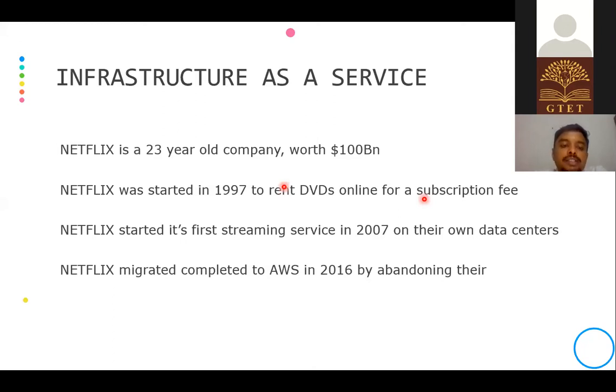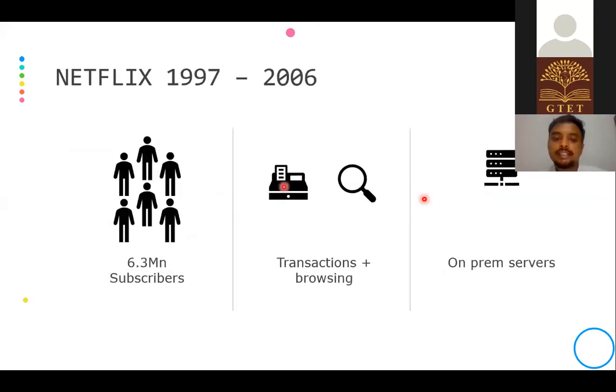As technology advanced, Netflix realized that DVDs are no longer relevant, and in 2007 they started something called Watch Now, which is an online streaming platform where you could watch the videos you were renting earlier, right? In 2007, this was set up on Netflix's own data centers, right? But in 2016, Netflix completely migrated to AWS, abandoning their own data centers, right?